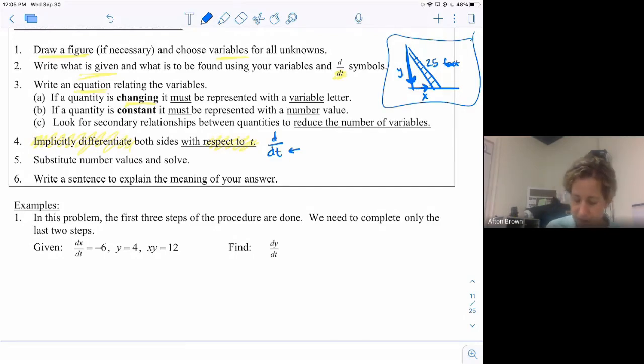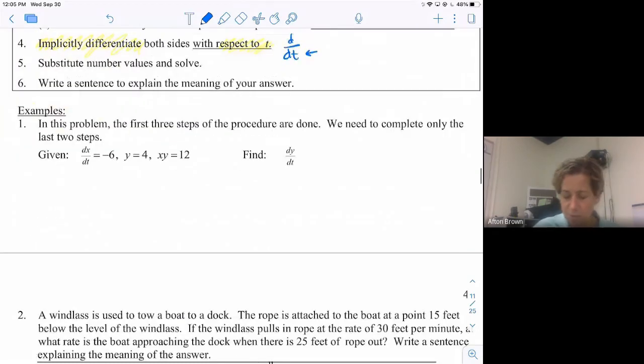We'll come back to that. So this first example is kind of oversimplified. This one is giving us all of the information without the story problem. So it's great. I would never ask you one this easy on a test, but it gives us a chance to focus on the math and not the story problem. So we're going to do that first, then we'll introduce the story problem. They tell us in this problem, the first 3 steps of the procedure are done because they've identified all of the information that we need. We only need to complete the last couple.